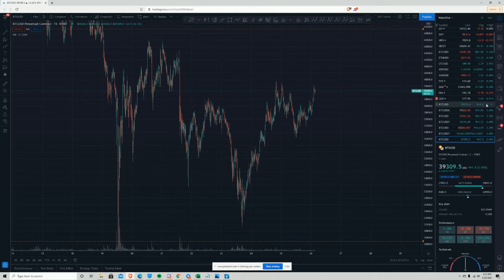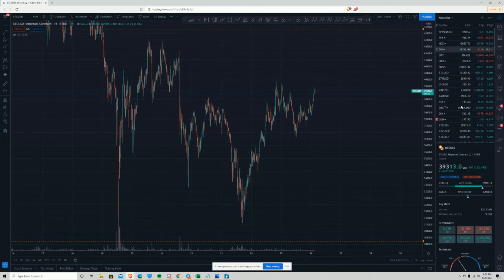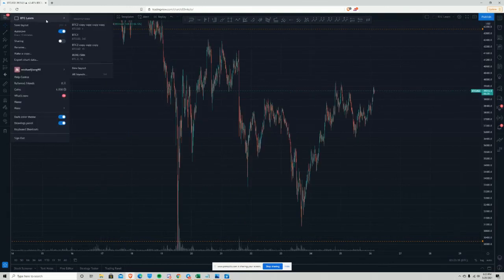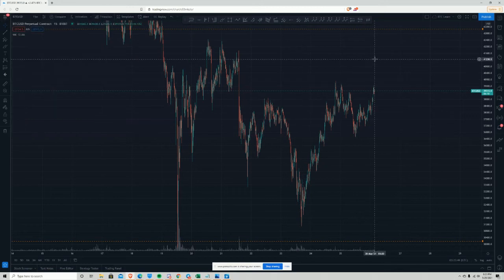Up in the top right, you can have some of your saved favorites. Kind of a useful tool if you want to scroll back and forth between assets. Up at the top left, you can save your layout. You can name it. You can have different charts. You can save them as different things, higher time frame, lower time frame, whatever it might be.